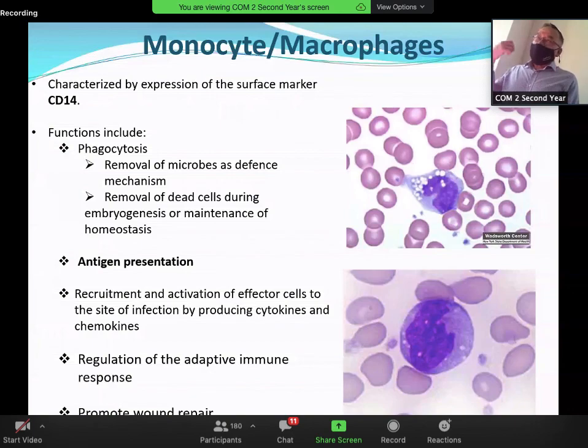But also they will be activated in expressing surface molecules to activate nearby lymphocytes, as well as producing large amounts of cytokines to draw in or amplify an immune response. But then, as we'll learn later, we have two classes of macrophages. The macrophage that's involved in an inflammatory response, we call these M1 macrophages.